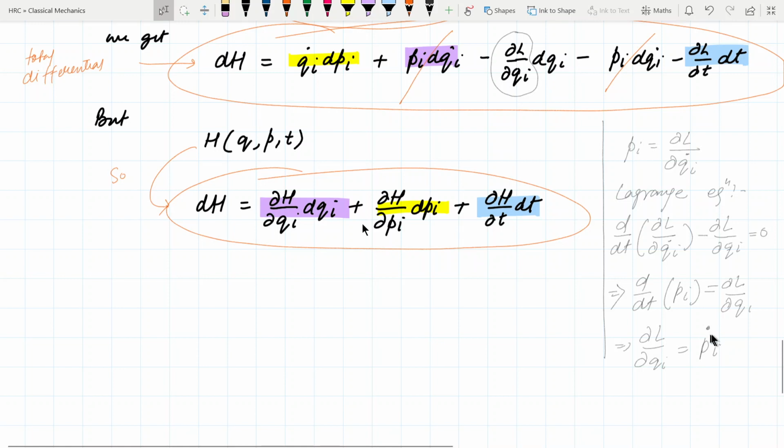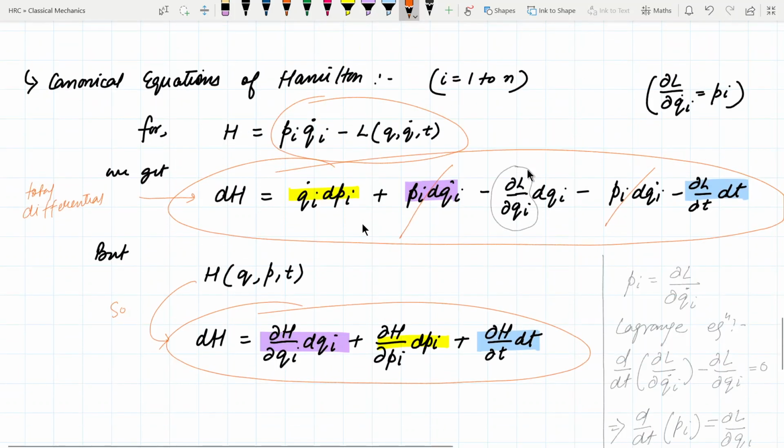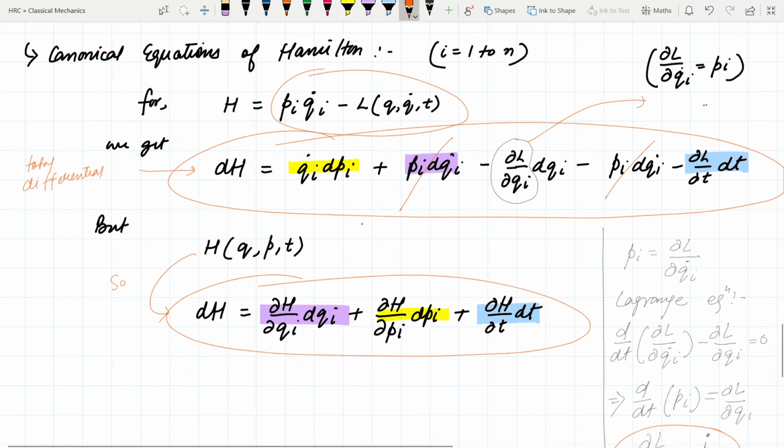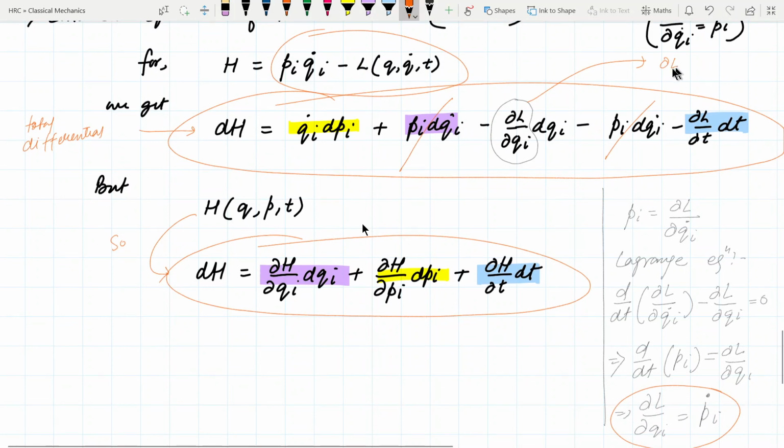Is this clear? Yes, sir. हाँ, ये दिख रहा है. तो इसको मैं अगर यहाँ पे सब्स्टिट्यूट करूँगा, so this is nothing but basically del L upon del QI इज इक्वल टू PI डॉट. ओके, तो फिर मैं इनको फिर कंपेयर करता हूँ बाय कंपेरिजन.